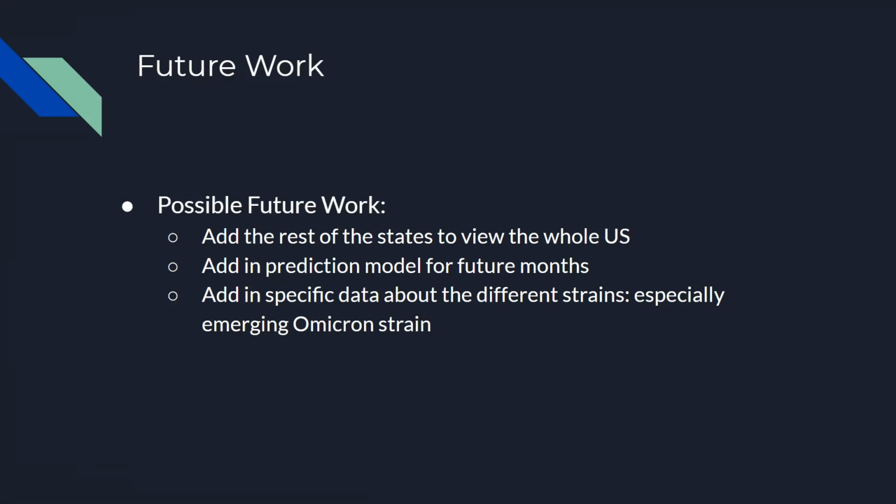And then we could also add in specific data about different strains, especially since the Omicron variant is becoming prevalent now, and we're starting to see cases of that pop up. Each strain tends to act a little differently. The Delta variant was definitely a lot more deadly than the original COVID strain, and each one responds differently to vaccines. So keeping track of that data and seeing how it relates to the amount of cases and deaths per state would be interesting to add into this.